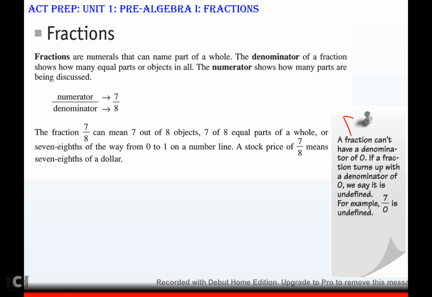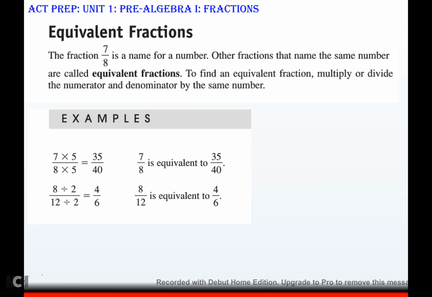Please remember this most important fact: a fraction cannot have a denominator of 0. If a fraction turns up with a denominator of 0, we say it is undefined. It's not 0, it's not defined, it's undefined. So be careful of that.